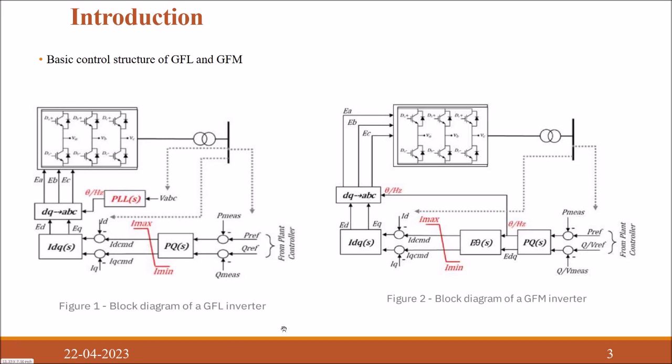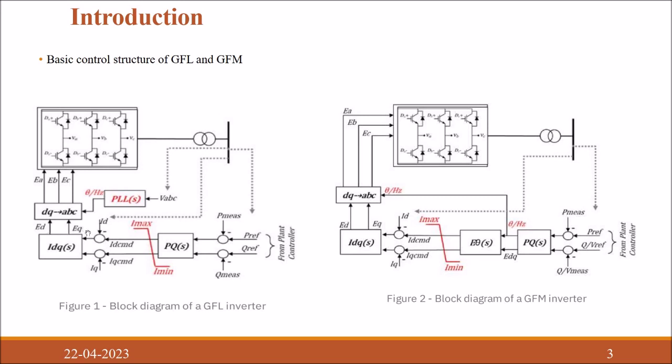Figure 1 shows the block diagram of a grid following inverter, where we get the P reference from the plant controller, and after subtraction from the respective measured values, the difference is fed into the PQ block, which generates the ID command and IQ command. These ID and IQ commands are then subtracted from the actual ID and IQ current values, and fed into another block which generates the ED and EQ signals.